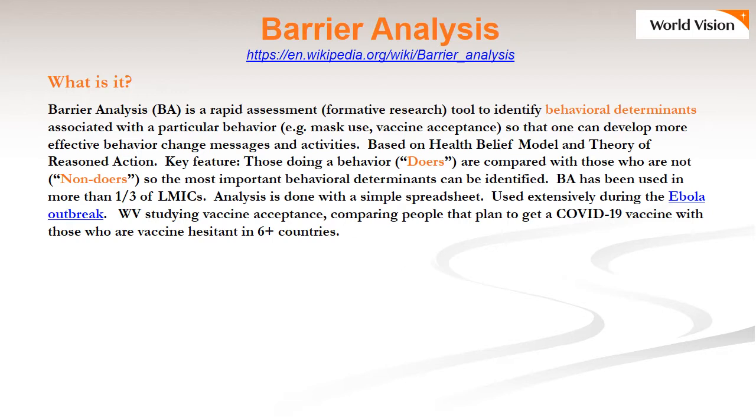Barrier analysis has been used in more than 40% of lower and middle income countries. Analysis is done with a simple spreadsheet, and barrier analysis was used extensively during the Ebola outbreak, and World Vision is now using it to study the acceptance of COVID-19 vaccines, comparing responses from people that plan to get a COVID-19 vaccine with those who do not.